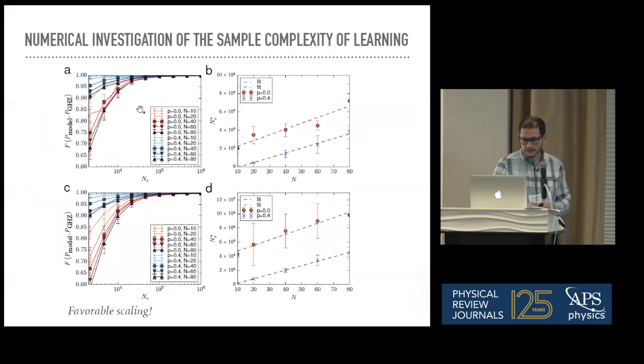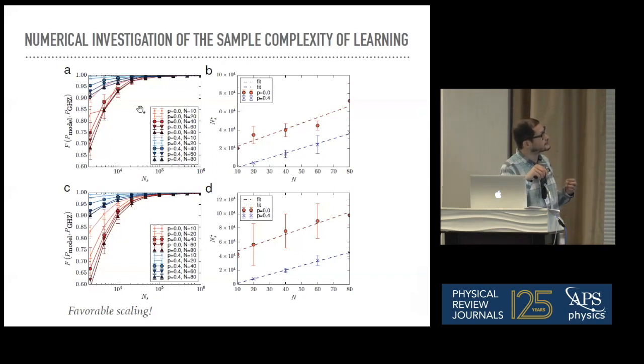Okay. We also investigated the sample complexity of the learning. It's basically the fidelity that you attain in your reconstruction as a function of the number of measurements that you apply on your quantum state. As you probably imagine, as you grow the number of samples that you get out of your state, the fidelity of the reconstruction approaches one, and it does so in a relatively fast way.